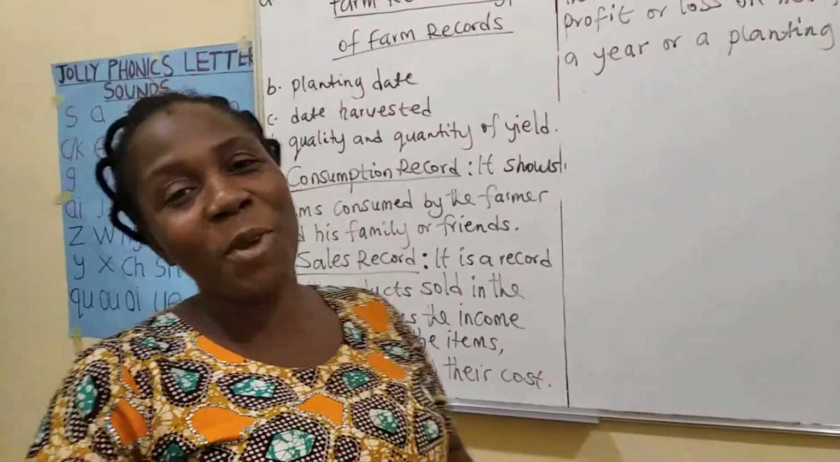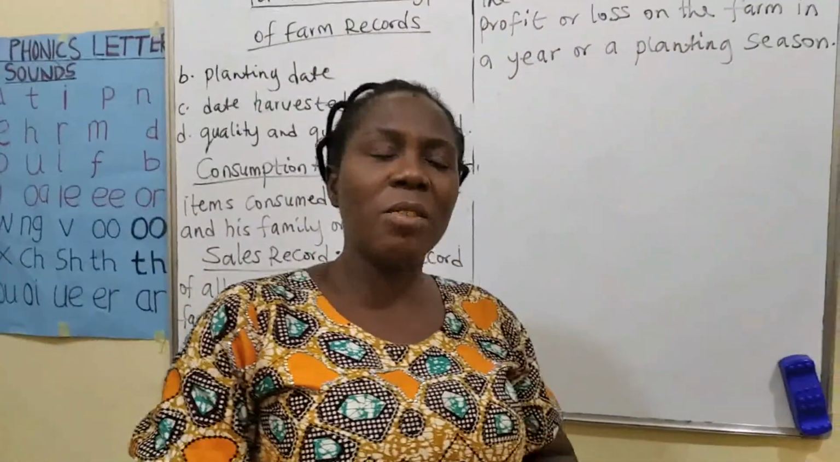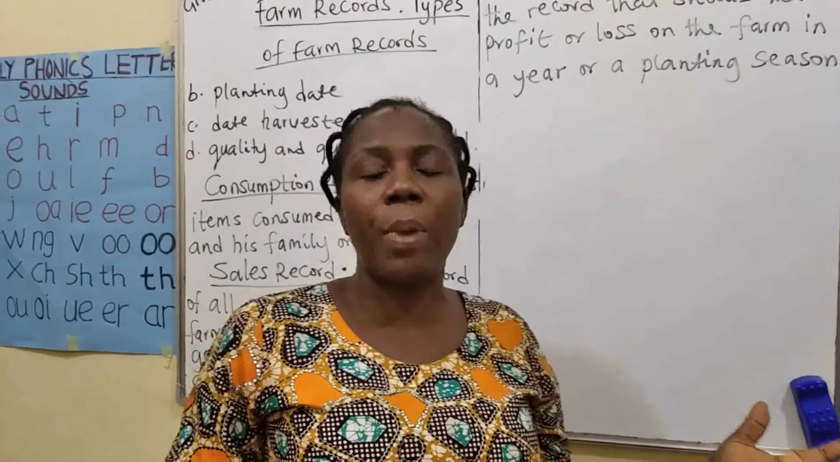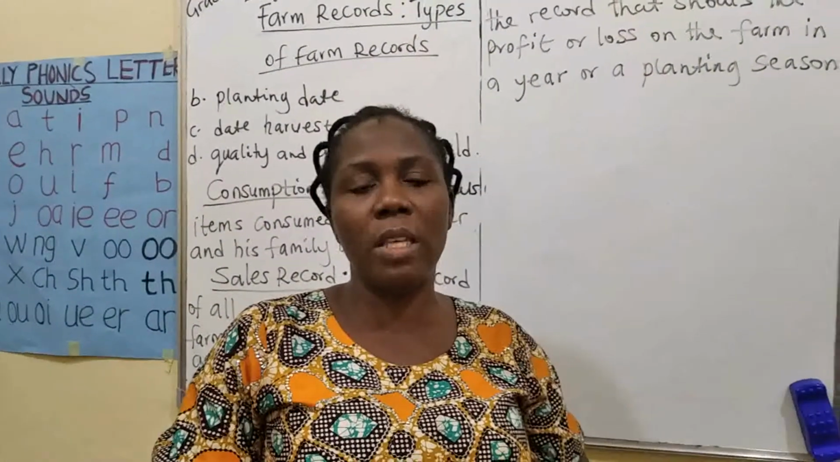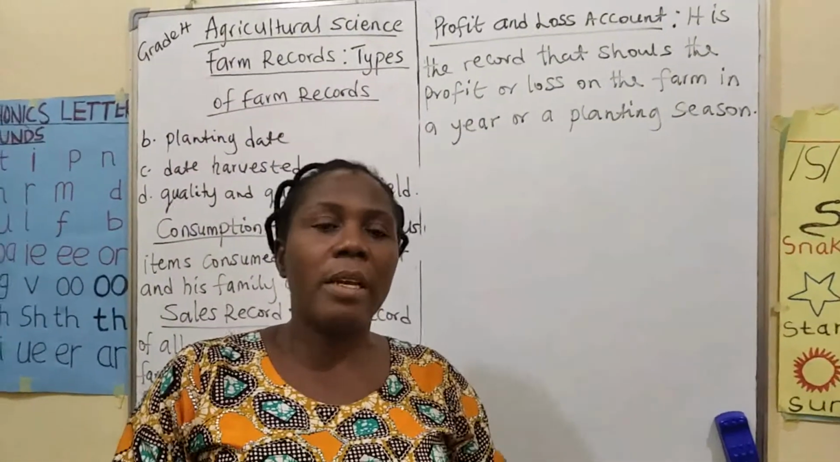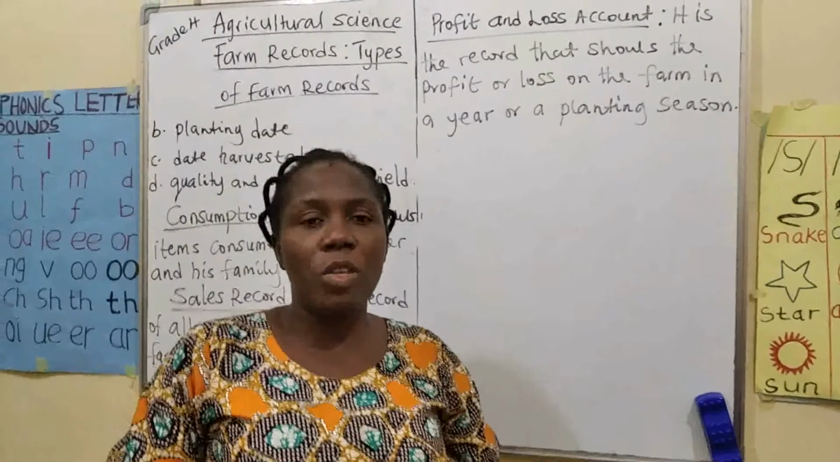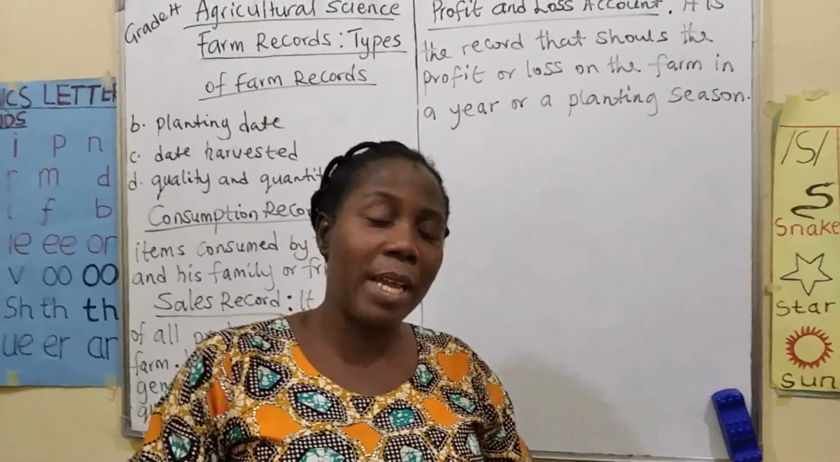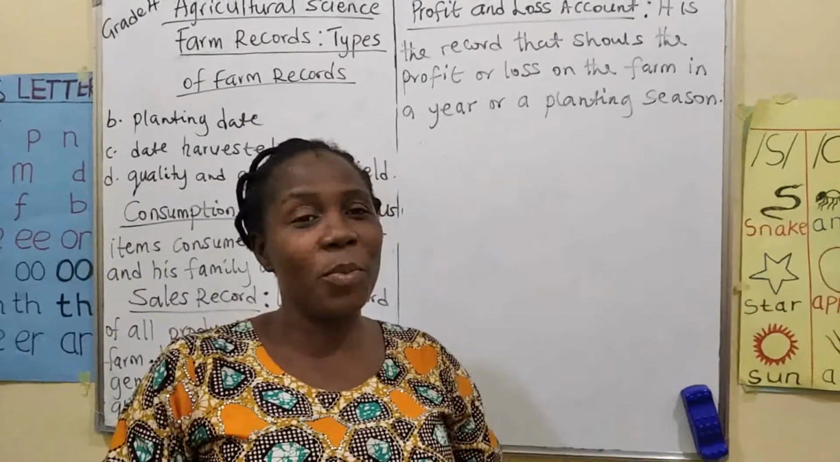Then lastly, before we go, we want to look at farm records. It must not necessarily be in bulk papers, using papers to do the documentation. We can also use a modern gadget, a machine that can help us to do the work faster. And what machine do you think can help us to do that? Are you suggesting computer? Yes.